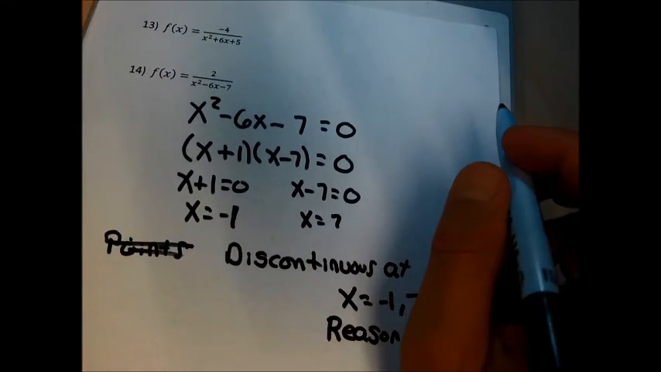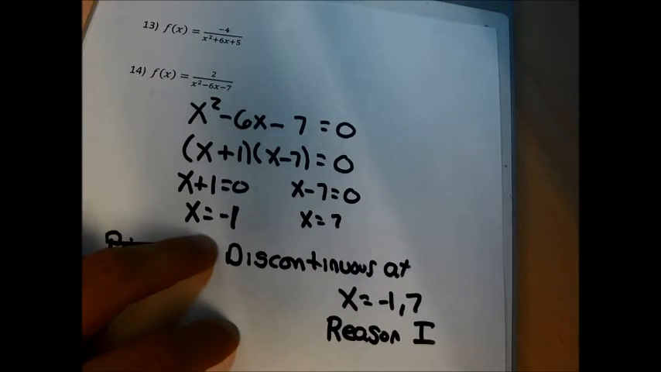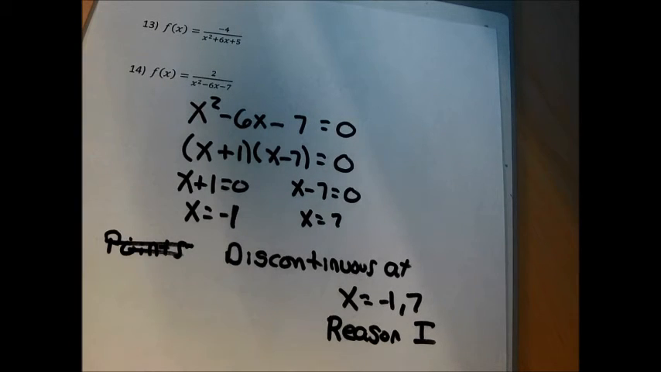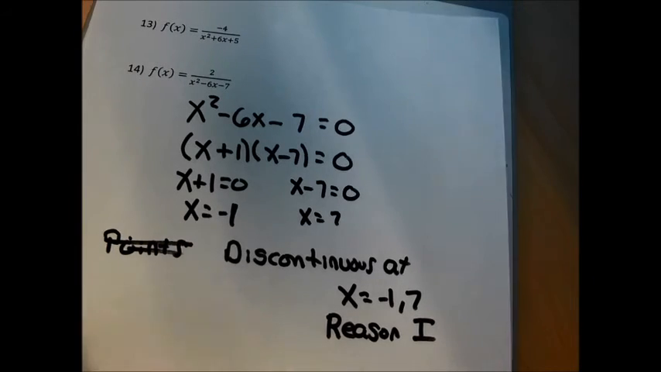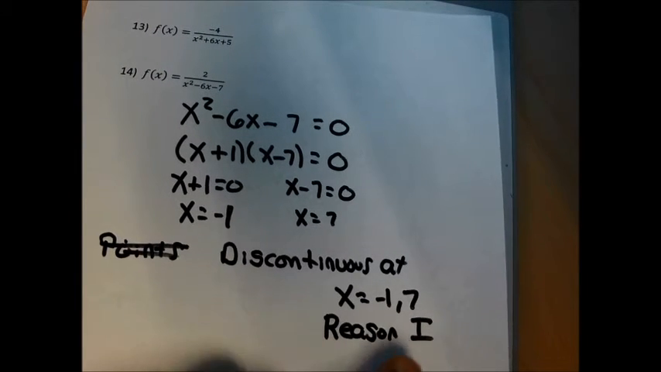So for all fractions, we'll get points of discontinuity where the denominator is equal to 0. Those points of discontinuities will either be holes or they'll be asymptotes. And it doesn't really matter if there's a hole or an asymptote because the function's still reason 1: it is not defined there.